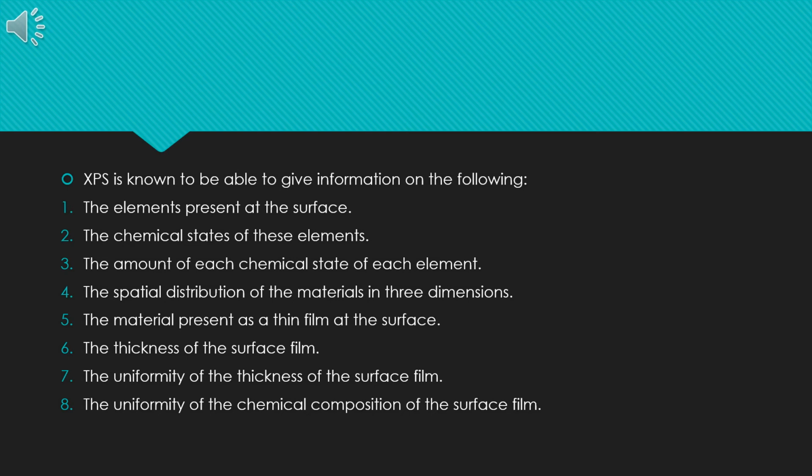XPS is known to be able to give information on the following: 1. The elements present at the surface. 2. The chemical state of these elements. 3. The amount of each chemical state of each element. 4. The spatial distribution of the material in 3 dimensions. 5. The material present as a thin film at the surface. 6. The thickness of the surface film. 7. The uniformity of the thickness of the surface film. 8. The uniformity of the chemical composition of the surface film.